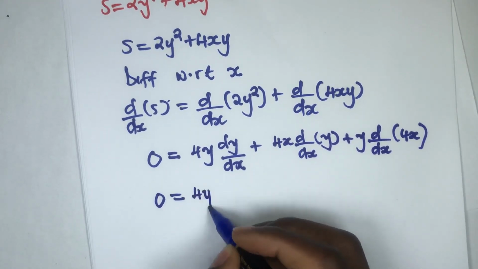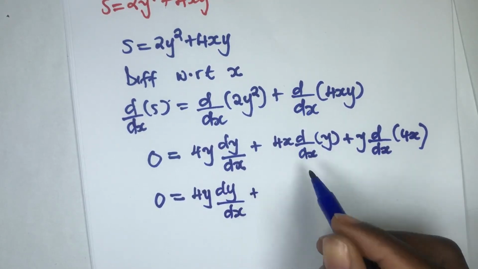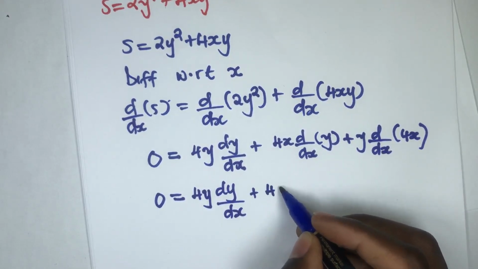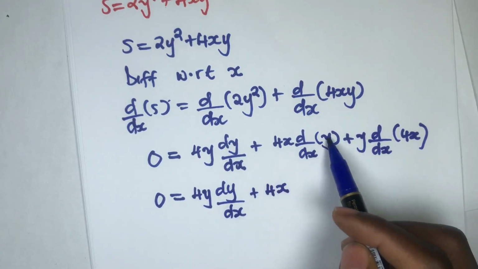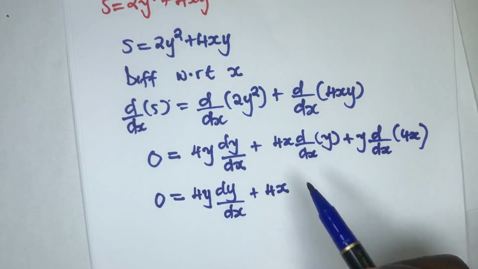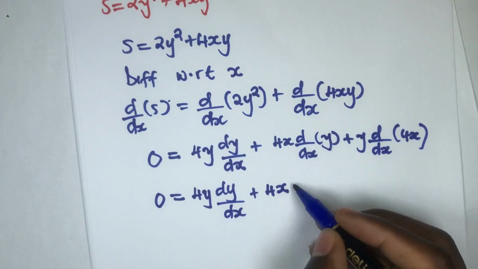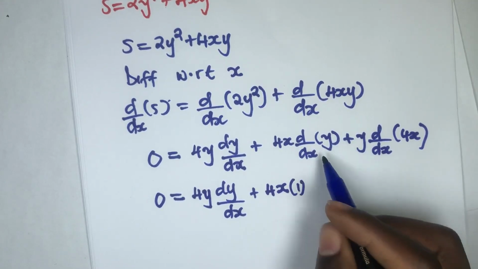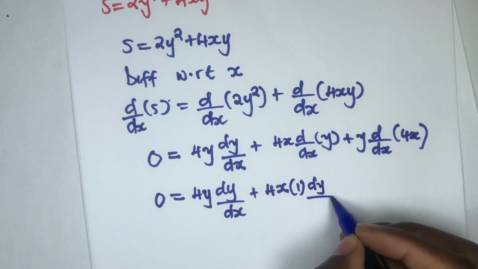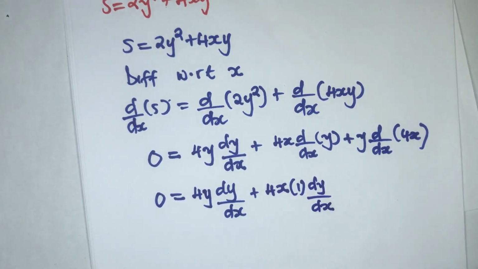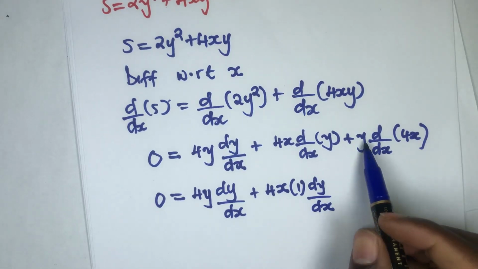So here we keep the 0 the way it is, equal to 4y dy/dx plus 4x multiplied by, remember what we said initially, we're differentiating y with respect to a different variable, which is x. So we differentiate this normally and get 1. Then since these are two different variables, we introduce dy/dx.